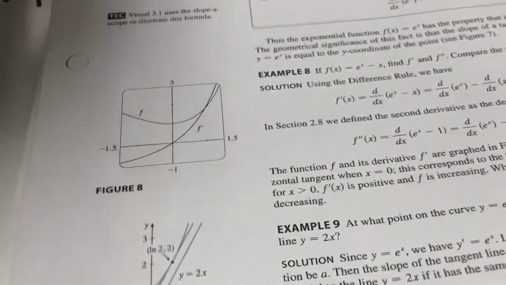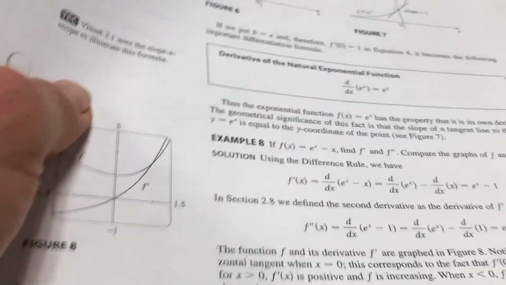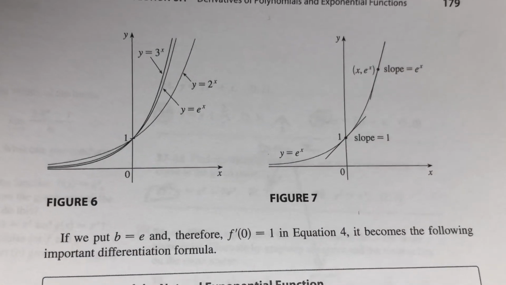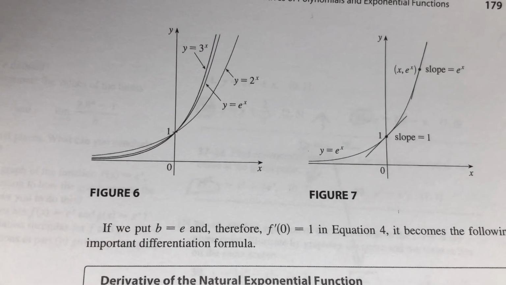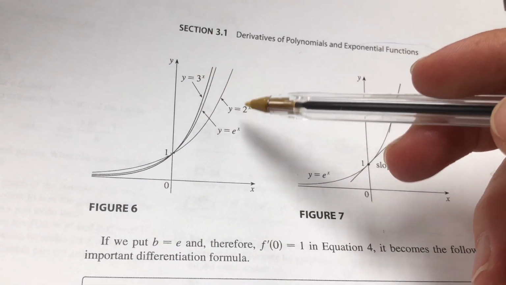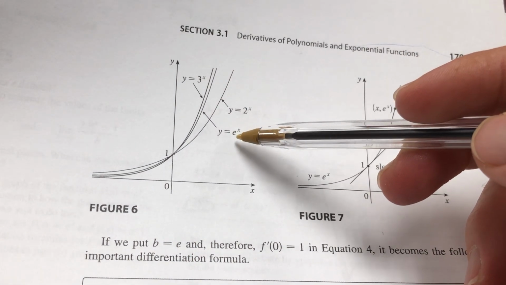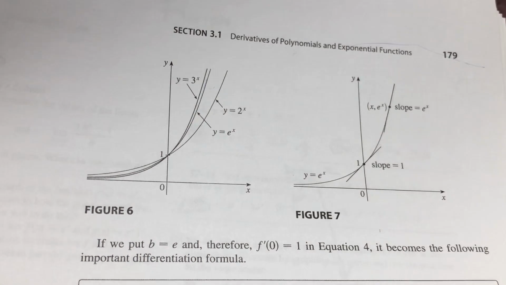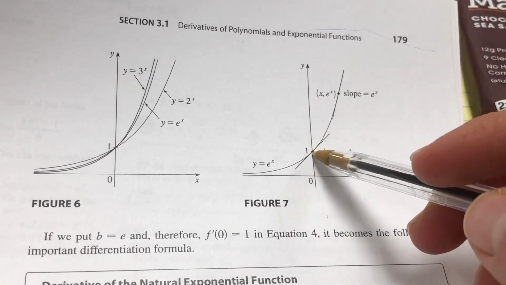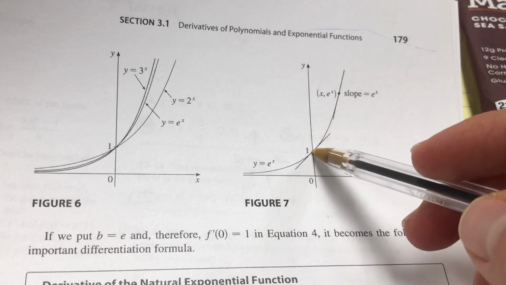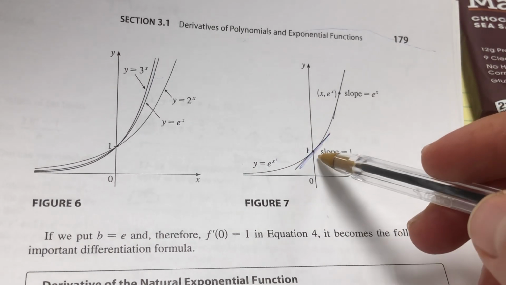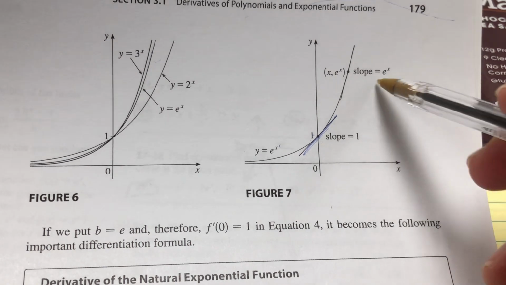So let's chat, guys. As we graph e to the x, we see the equation of the tangent line. So you've got y equals e to the x, y equals 3 to the x, y equals 2 to the x. So e is pretty close to 3. So there it is. Let's look at 0. At 0, e to the 0 is 1, and the slope of the tangent line is also 1.